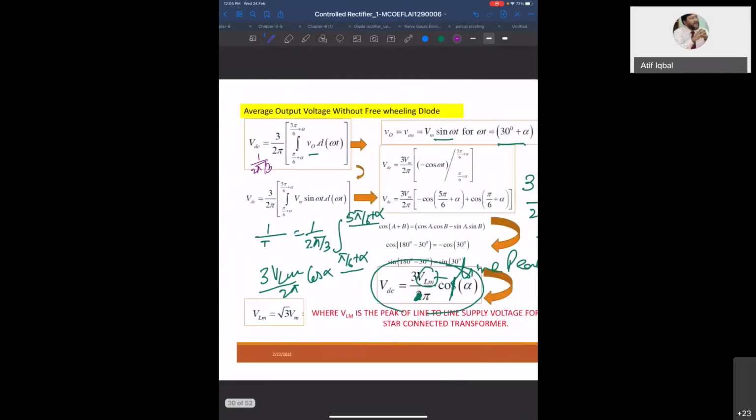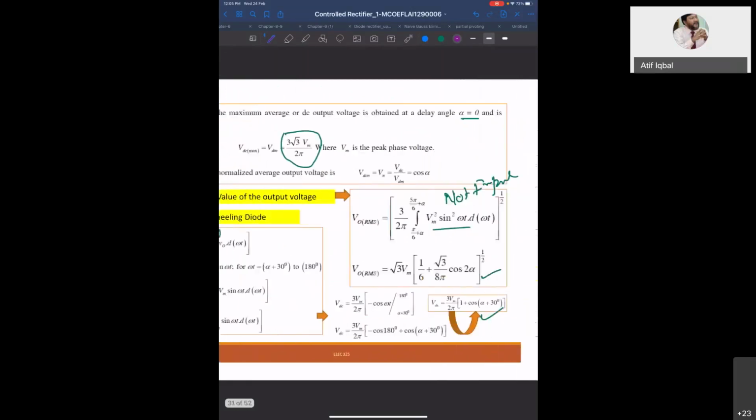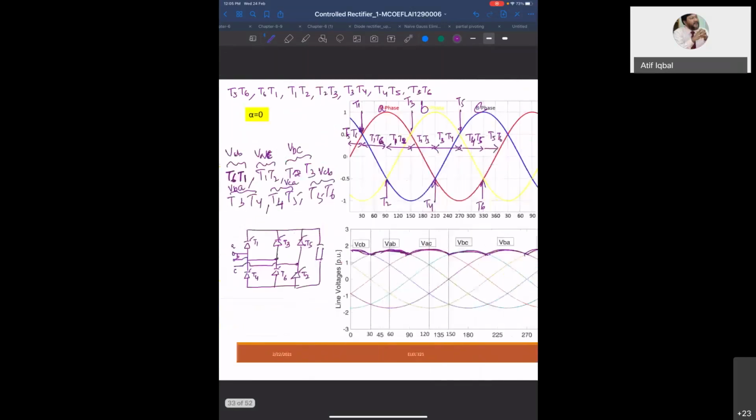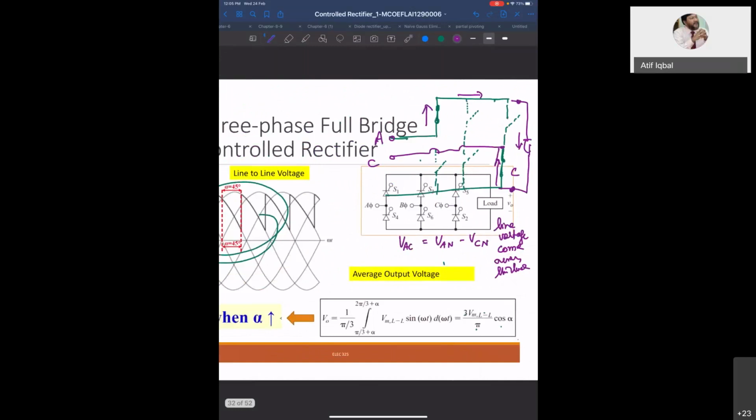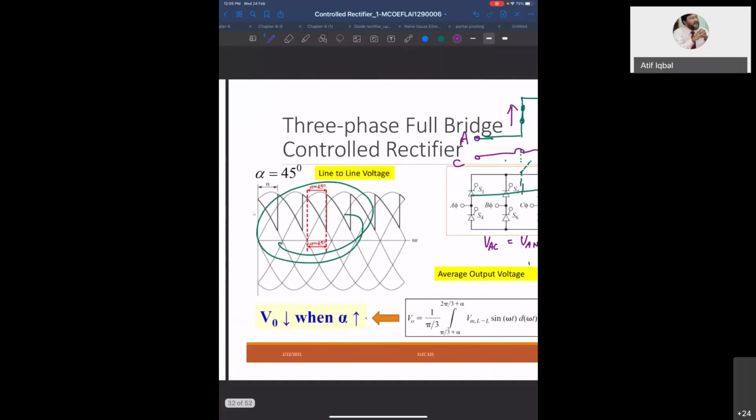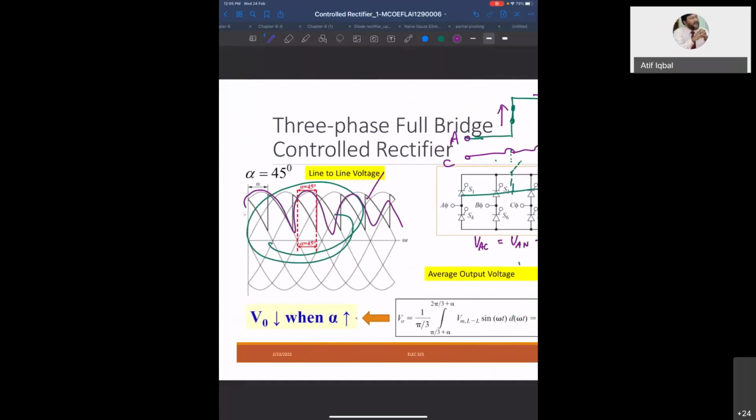But if you have a full wave bridge rectifier, then you have to draw both line voltage and phase voltage. Because all the time the voltage that is coming across the load is line voltage, you have to check line voltage, not the phase voltage. So what is shown here is actually the line voltage.